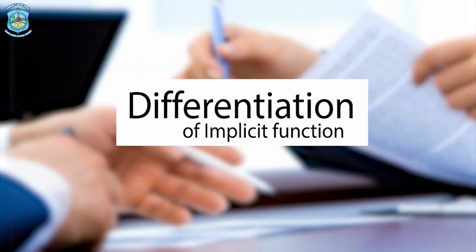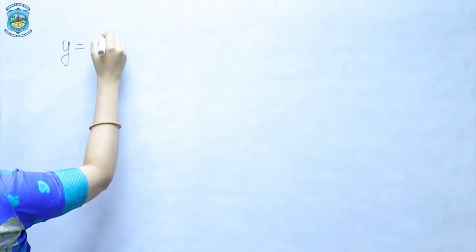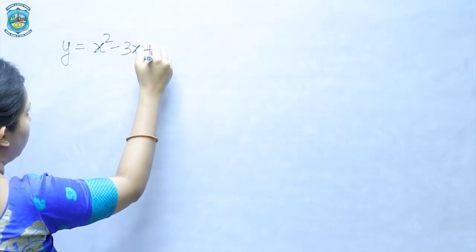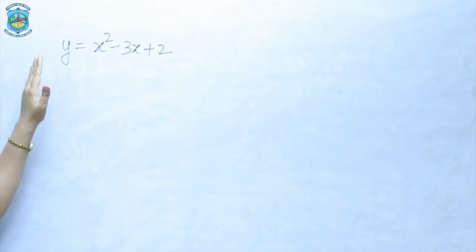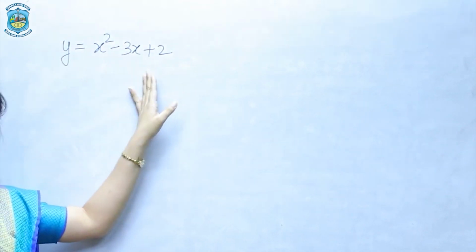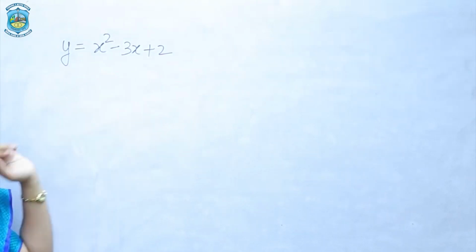So, the next topic of today's session is differentiation of implicit functions. So far, we have differentiated functions in which one variable was expressed entirely in terms of another variable. Now, let's check out these two examples. y is equal to x square minus 3x plus 2. Here, y, which is the dependent variable, is expressed entirely in terms of the independent variable x. We have done the differentiation of such functions.